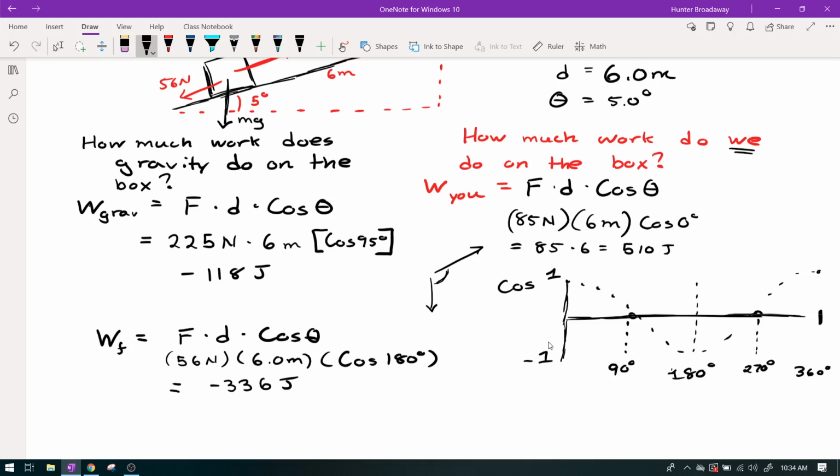All right. The last one is, let's see here. Because I think we've done everything, right? And it says the net work done on the box by all the forces exerted on it as it moves up the incline. So what we've got to do is add all four works together.